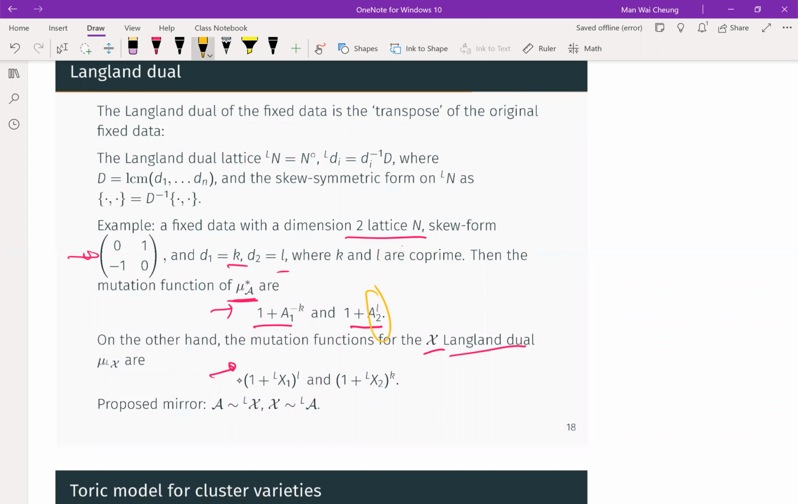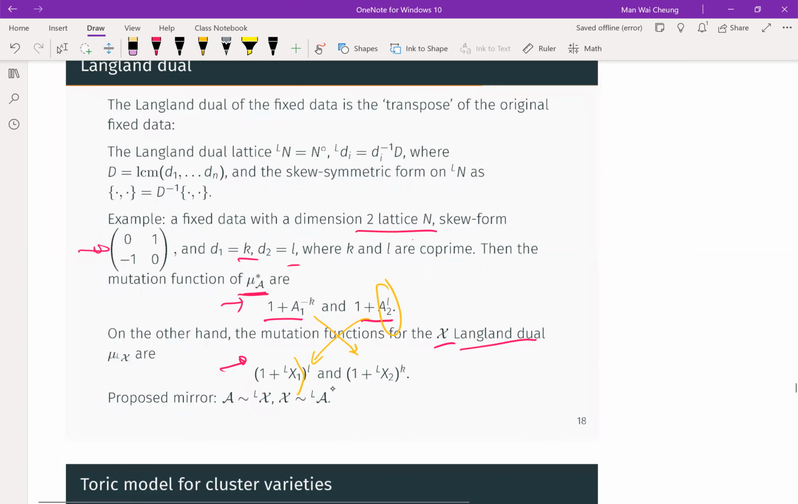But then here I pull out my bracket. And the second thing you can see is I'm changing my exponent. And this is what one can imagine about what mirror symmetry is. What I'm going to propose is that the A cluster variety is mirror to the Landau-Ginzburg potential of X, and X is mirror to the Landau-Ginzburg potential of A. It is not that pretty in general, but this might be the picture one can have in mind.